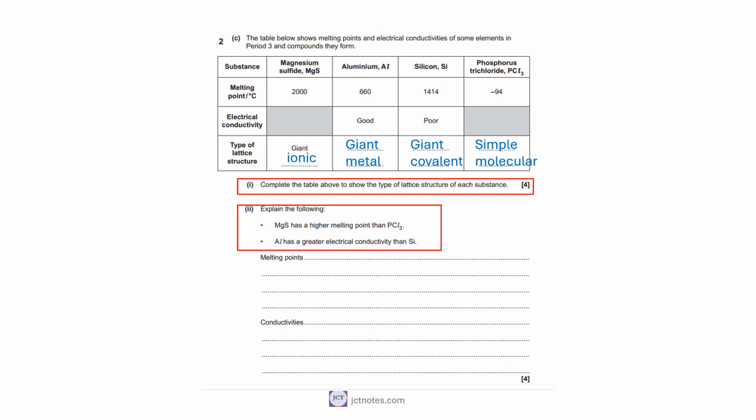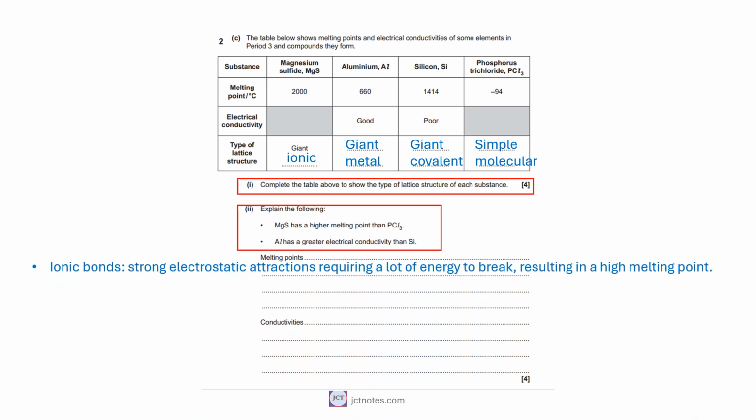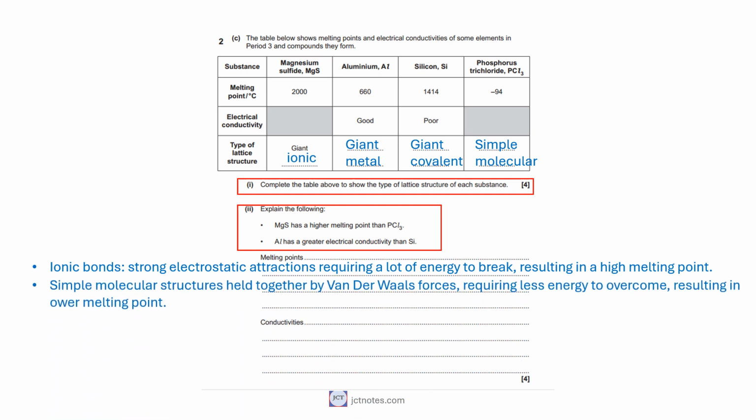Melting point: in ionic bonds, like the magnesium sulfide, there are strong electrostatic attractions between the positively and negatively charged ions, requiring a lot of energy to break, resulting in a high melting point. On the other hand, in simple molecular structures, like the phosphorus trichloride, the molecules are held together by relatively weak van der Waals forces. These weak forces require less energy to overcome, resulting in a lower melting point.